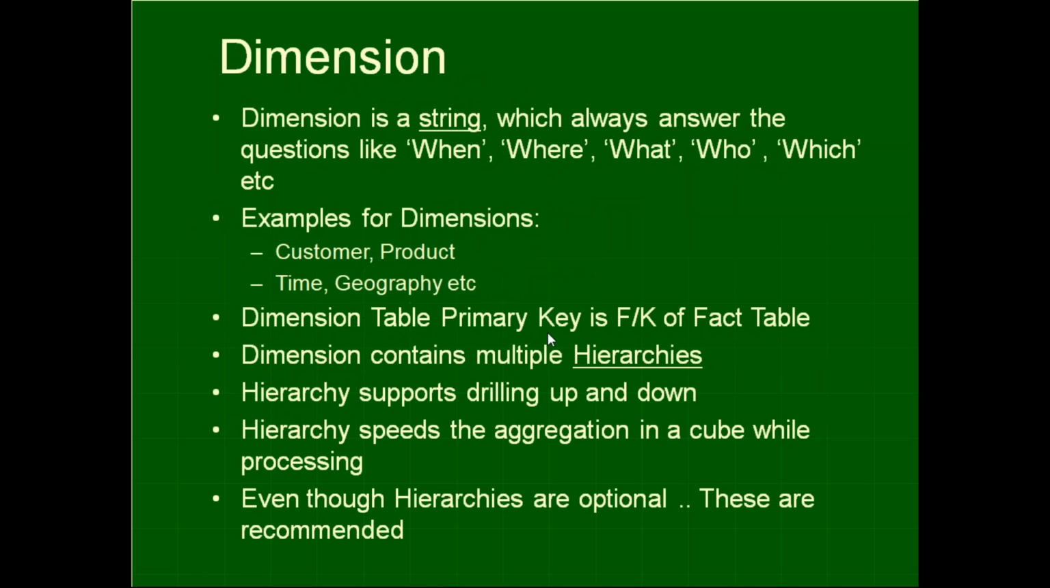Clear? Now, what is a dimension? A dimension is a string value which always answers questions like when, where, what, who, which, etc. Examples of dimensions are a customer table, a product table, a time table, a geography table, something like this. Dimension tables' primary keys will be the foreign keys in the fact tables. A dimension contains multiple hierarchies, and a hierarchy supports drilling up and drilling down. Slowly we're going to see all these things in practical ways.